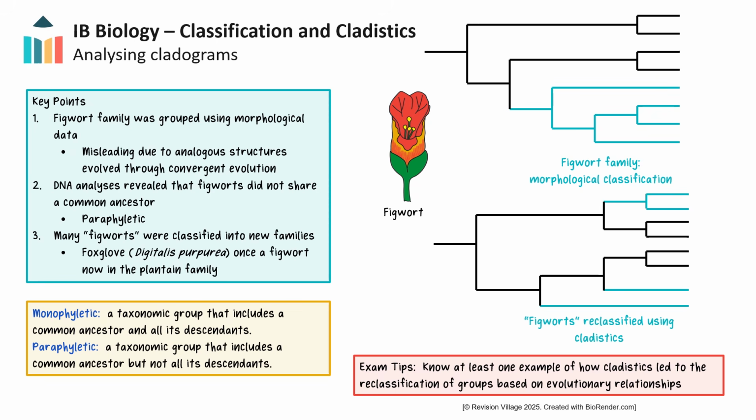As a result, botanists reclassified many figworts into new families that reflect true evolutionary relationships. A well-known example is the foxglove, once considered a figwort, but now placed in the plantain family. This reclassification illustrates how genetic evidence can overturn morphology-based assumptions and produce classifications that better represent evolutionary history.